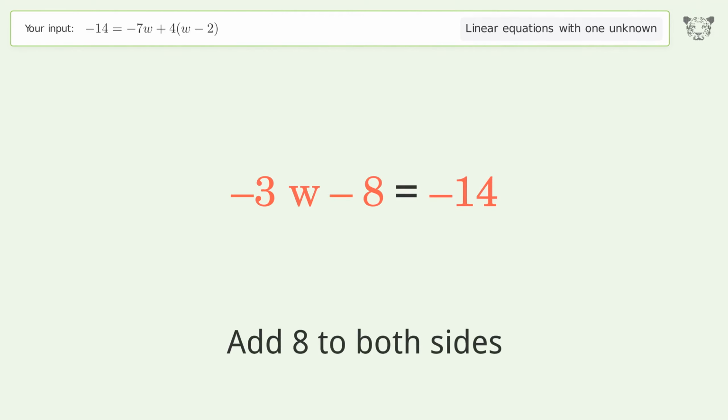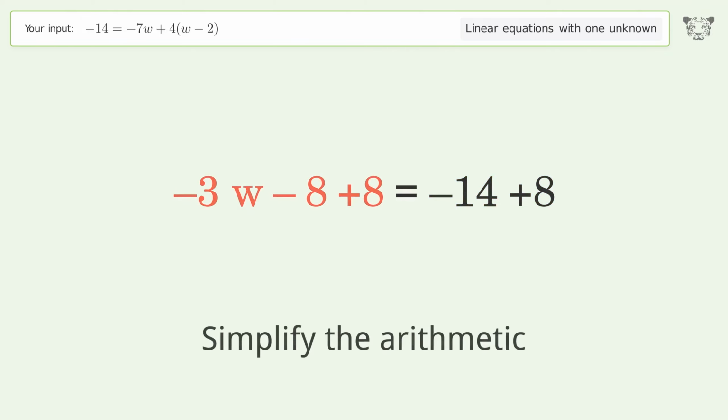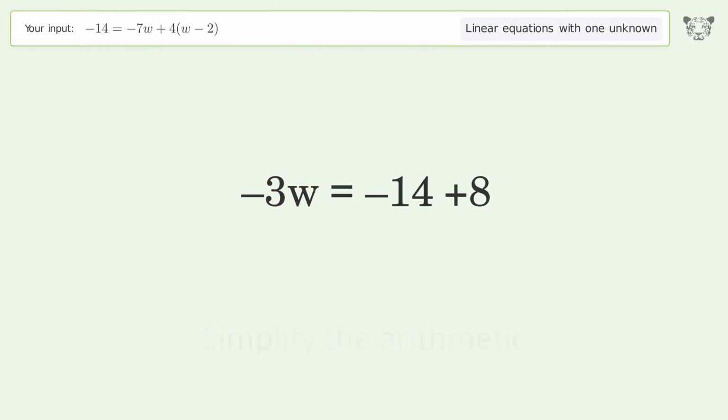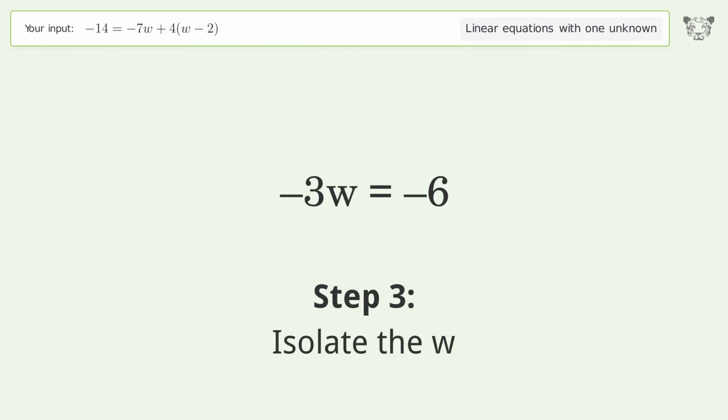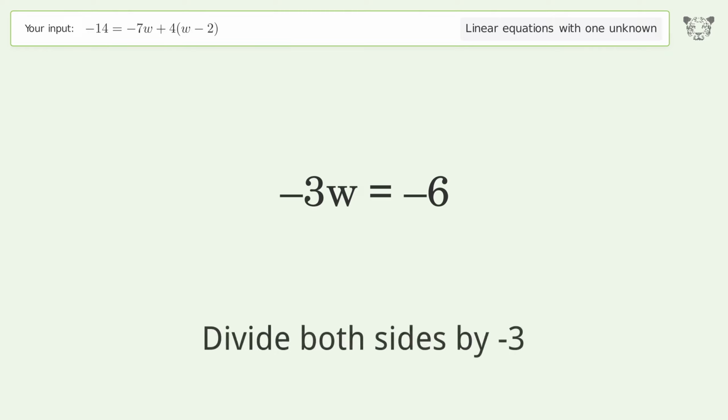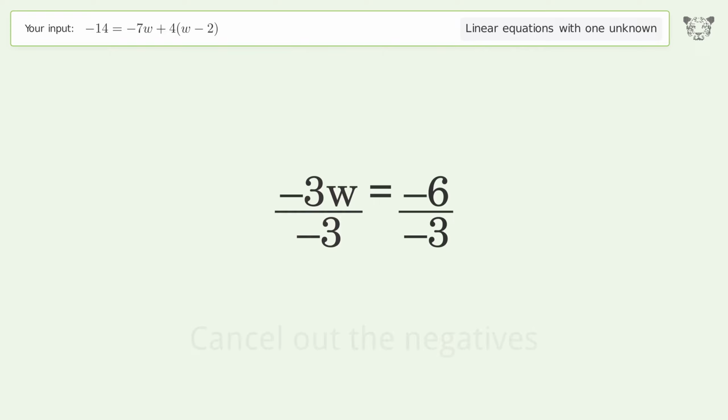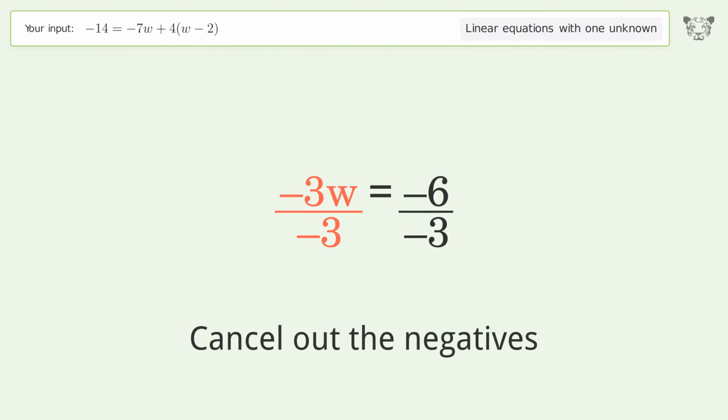Add 8 to both sides. Simplify the arithmetic. Isolate the w. Divide both sides by -3. Cancel out the negatives.